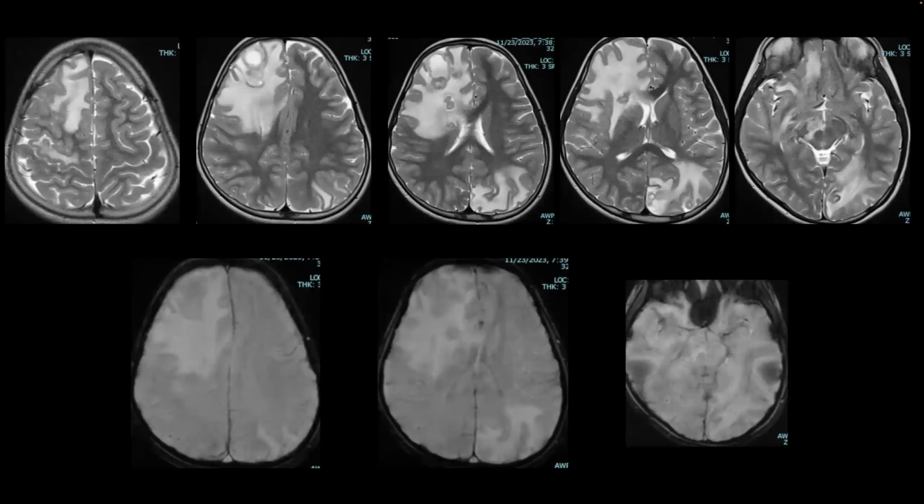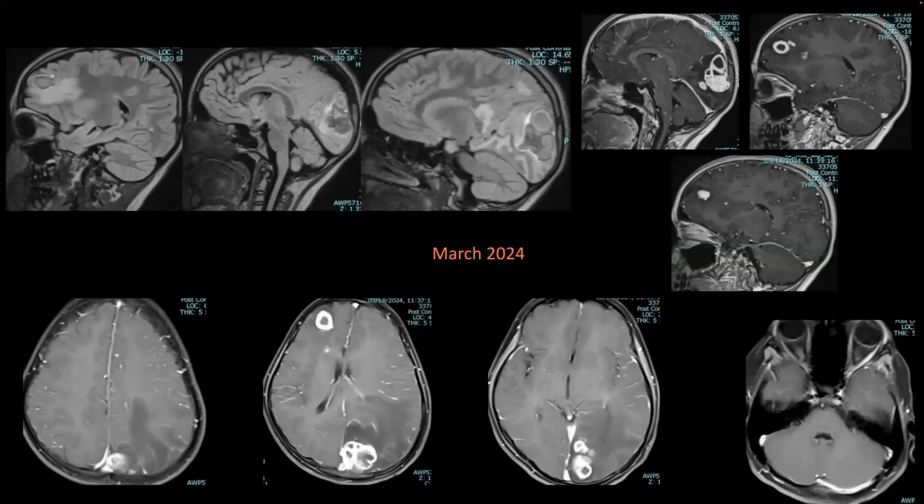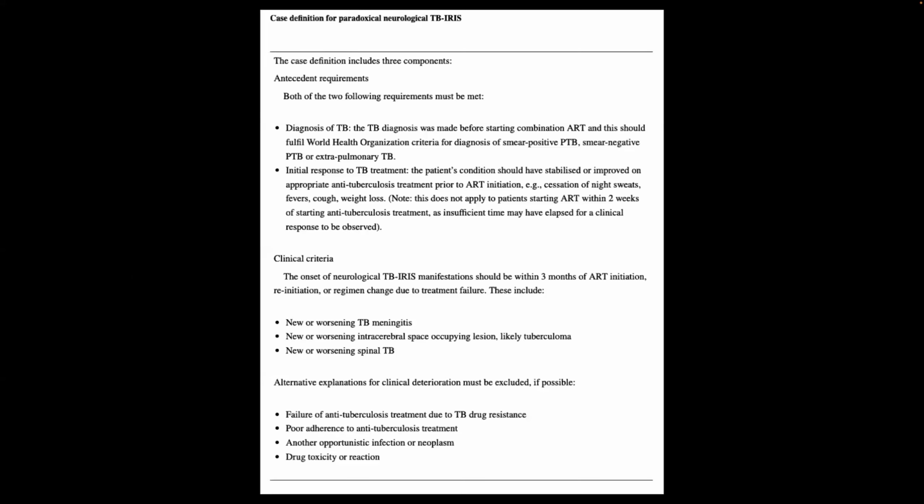Is there a criteria clinically for drug resistance? What is the response time? Usually when the child is not improving at the end of the intensive phase. So at least this is the criteria they take for TB IRIS.